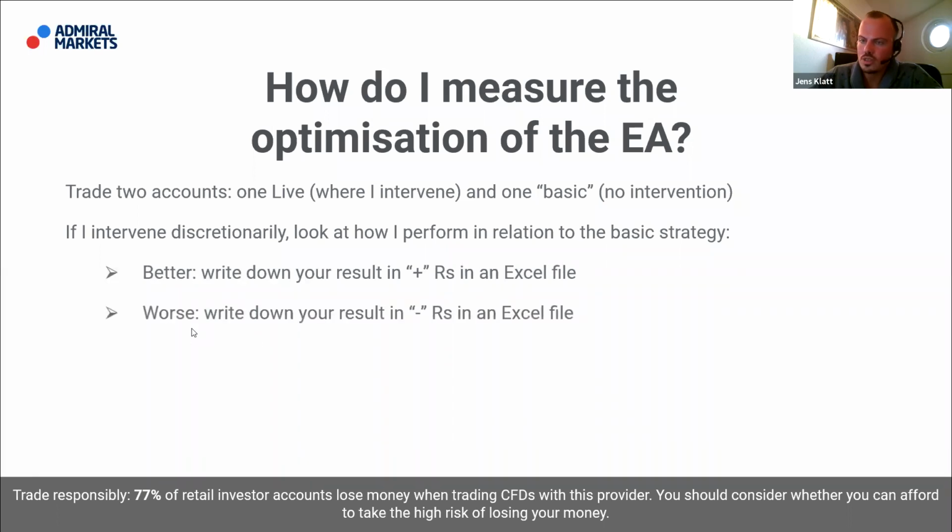If I do worse than the basic strategy, because I, let's say, took out the trade at break even, but the market then continued to move in my direction, was just spiking down to the entry price and then taking off from there again, I write down the result with a minus in an Excel file. And after 1 month, one quarter, half a year, whatever, I count and see which result is better. Did I intervene and have a positive impact on the trading, or on the expert advisor and the result which is generated, or do I perform worse?